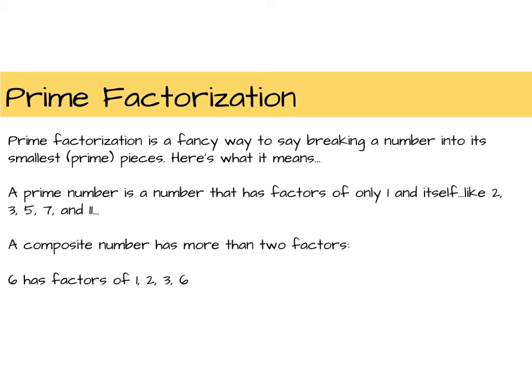So a prime number is a number that has factors only of 1 and itself, like 2, 3, 5, 7, and 11. There's many more. Those are a few examples. A composite number has more than 2 factors. So like 6 has factors of 1, 2, 3, and 6. When we use prime factorization to help us simplify rational numbers, we're going to need to understand what prime numbers are.